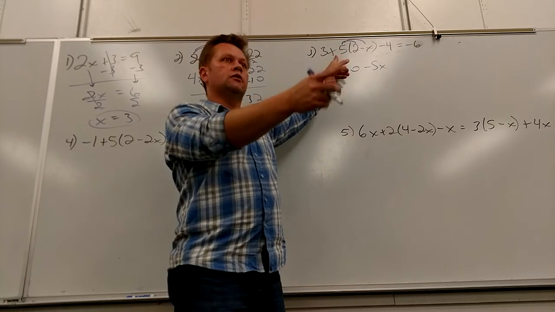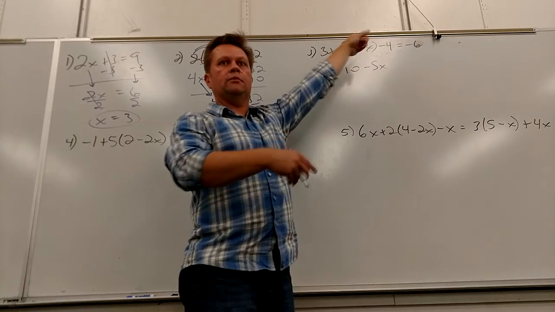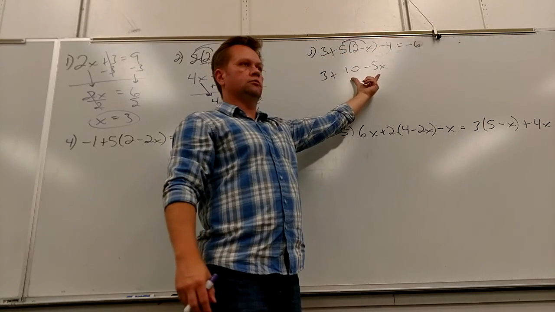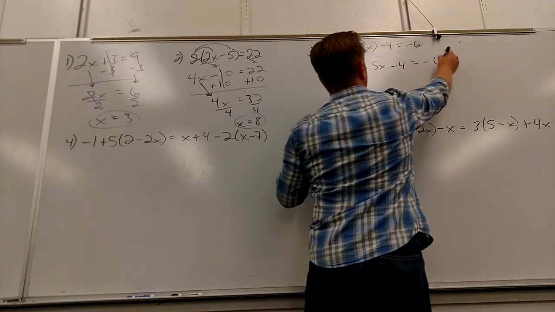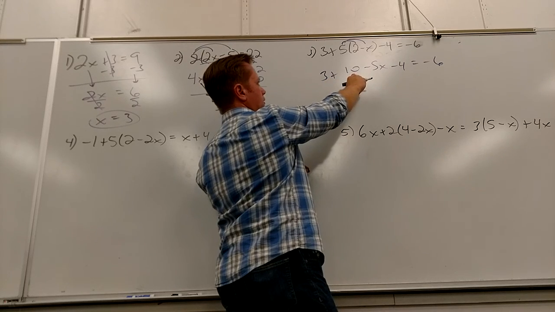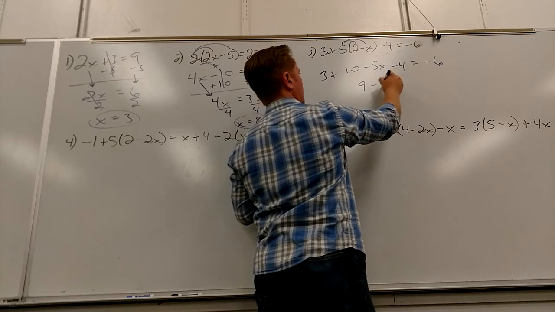Order of operations says 5 is multiplying. It's got to be done first. The 3 plus, I don't know yet. Now I know what that is. Now I can add 3 in. Minus 4 equals negative 6. So now here I can do 3 plus 10, 13 minus 4, 9.